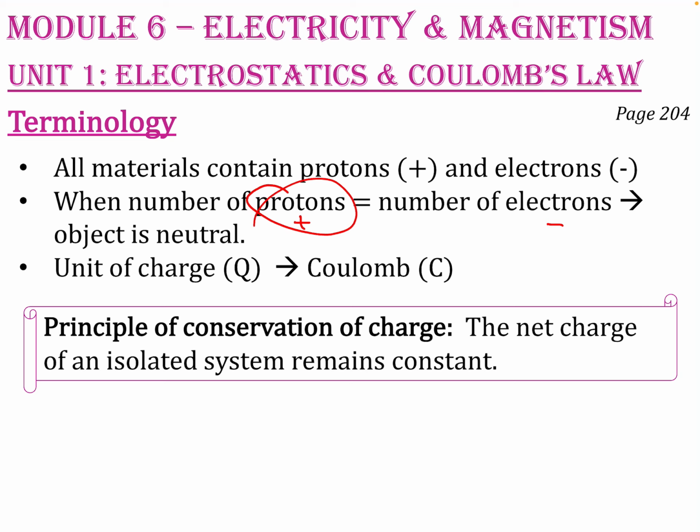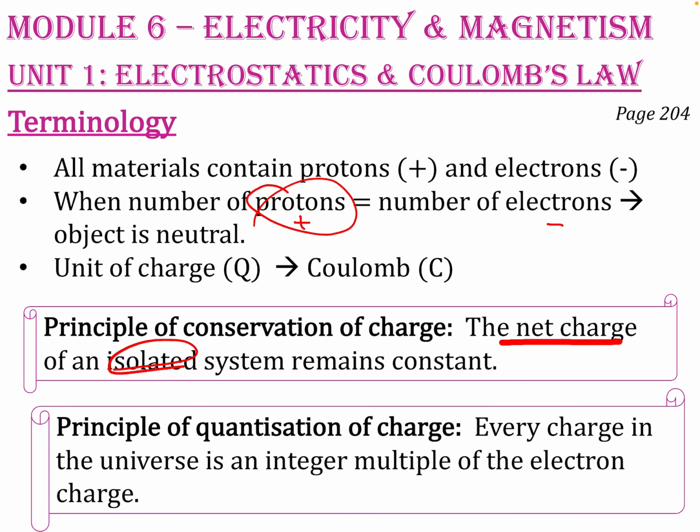Now, the principle of conservation of charge, you've done lots. Remember, that says the net charge in an isolated system remains constant. Basically, what that means for us is we can't create or destroy charge. We can transfer charge, we can make it go from one object to another, but we can't make our own charge. There is a certain amount of charge in the universe, and we just transfer it from one place to another.